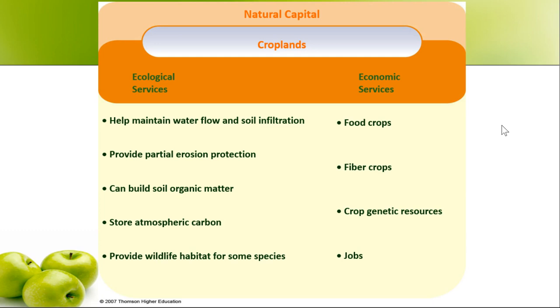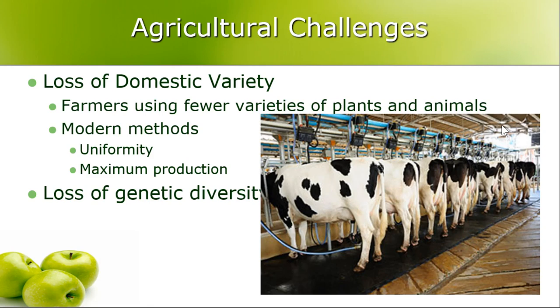Okay. Now, some other challenges that we see because of that monoculture: you have a loss of domestic variety, right? We get a loss of genetic diversity because modern methods are all about maximum production, and that has to do with growing the same crop, right? If you're growing the same crop, you don't have to specialize. It takes less time, it takes less money because you can buy all the same stuff and do all the same stuff at the same time.